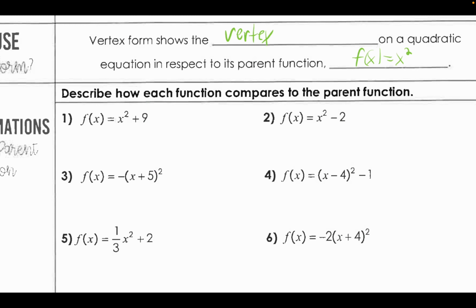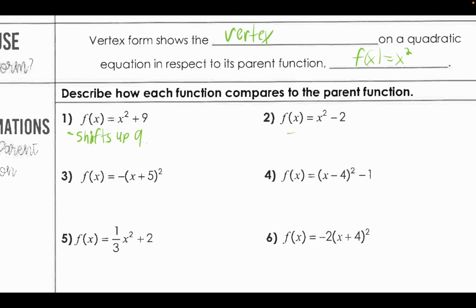And so on number 1 here, a is 1, and it's positive. So it's not reflecting, it's not stretching, it's not compressing, because a is 1. This plus 9 outside the parentheses, since there are no parentheses, is telling us that it shifts, slides, or translates, any word you want to use there of those three, up 9.